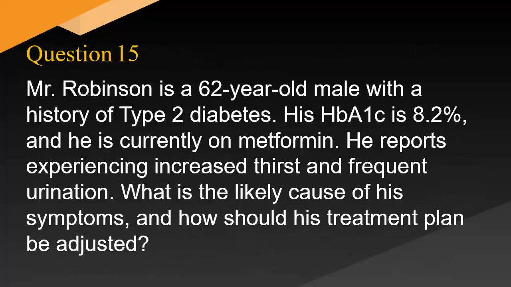electrolyte replacement. Mr. Robinson is a 62-year-old male with a history of type 2 diabetes. His HbA1c is 8.2% and he is currently on metformin. He reports experiencing increased thirst and frequent urination. What is the likely cause of his symptoms and how should his treatment plan be adjusted?